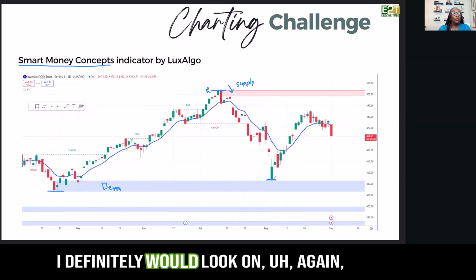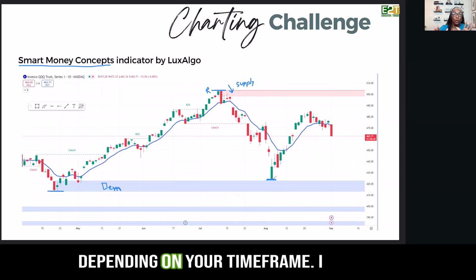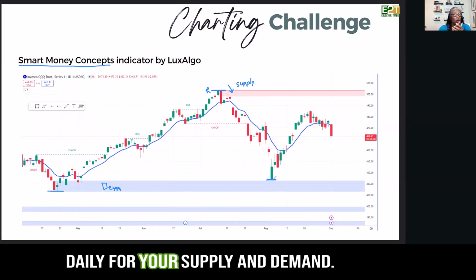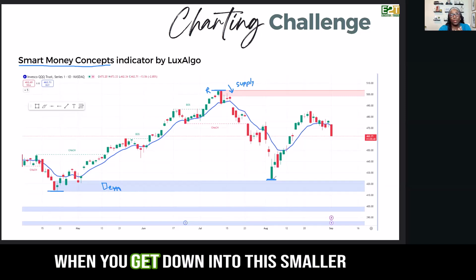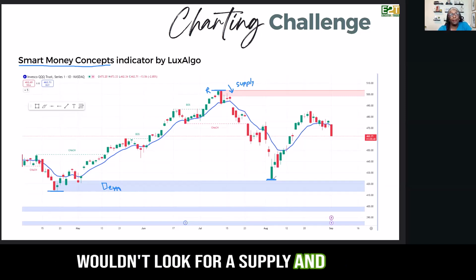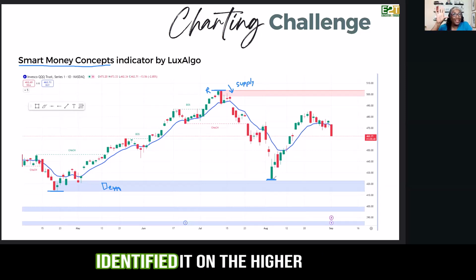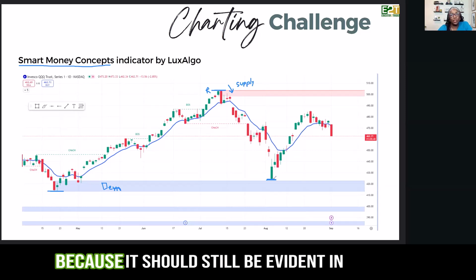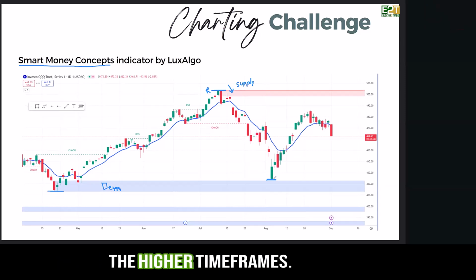I definitely would look on, again, depending on your time frame, the monthly, weekly, daily for your supply and demand. When you get down into the smaller ones, unless you're scalping, I wouldn't look for supply and demand. If you've already identified it on the higher time frames, you don't need to look for it again on the lower ones, because it should still be evident in the higher time frames.